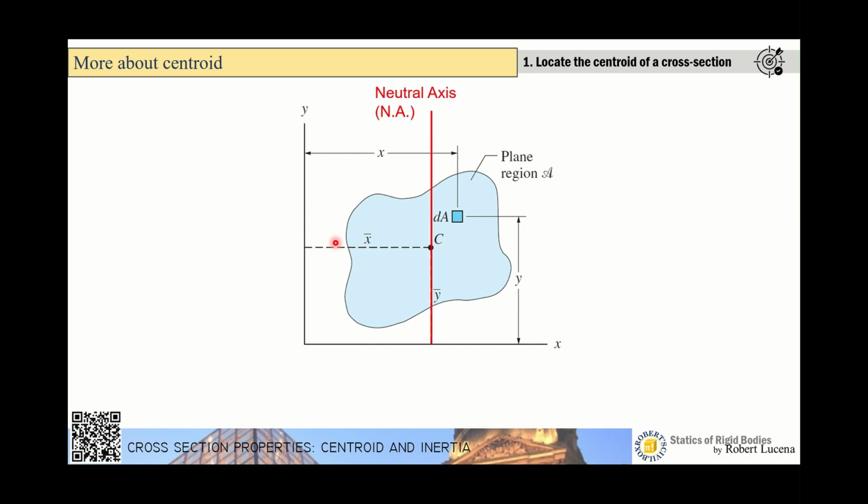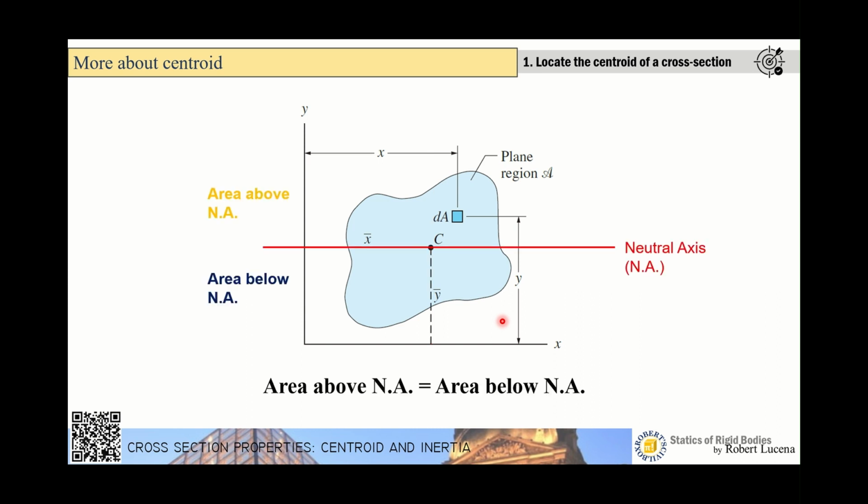So this is also a neutral axis. This time, it's a vertical neutral axis. The neutral axis divides the area on the left and the area on the right, meaning the area on the left of the cross section is equal to the area on the right of the cross section. So the property of the neutral axis is that it is the line where the centroid is located.